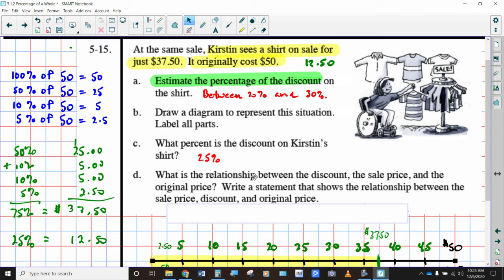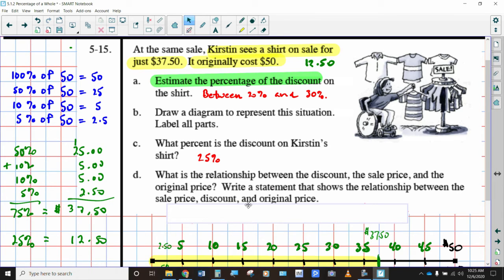What does it say? What is the relationship between the discount, the sale price, and the original price? Write a statement that shows the relationship between the sale price, discount, and original price. All right, so hopefully you've got some experience here with going shopping and understanding how discounts work, right? The sale price is how much you pay after you apply the discount. The original price was what you would normally pay if they weren't discounting anything. So how do you get to the sale price? What do you do with the discount?